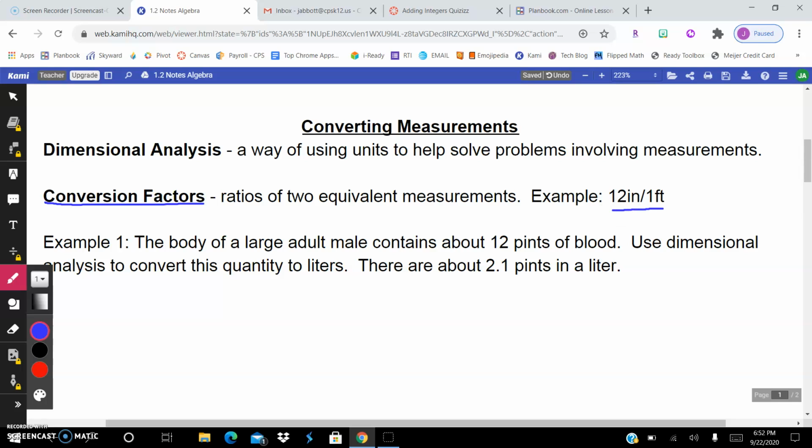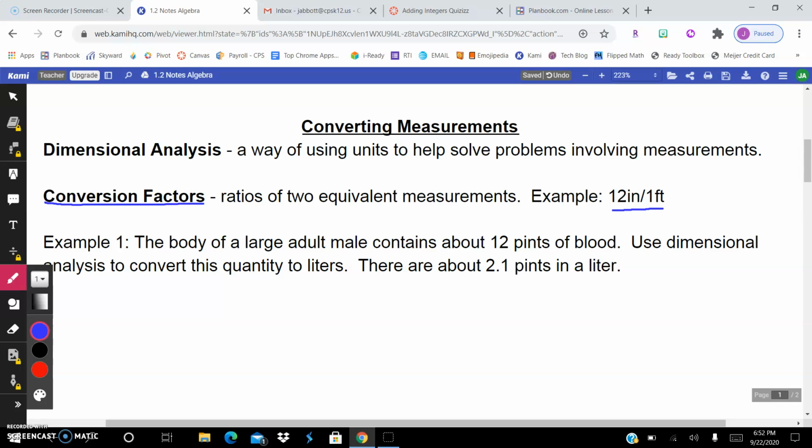So you make a ratio or a fraction using units that are the same. 12 inches is exactly the same as 1 foot. So this is considered a conversion factor as a fraction. I'll show you how to use this here in example 1.